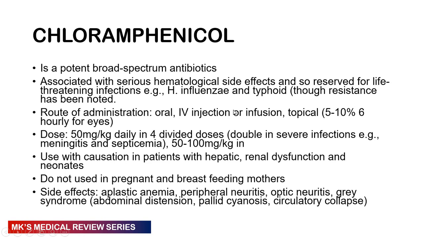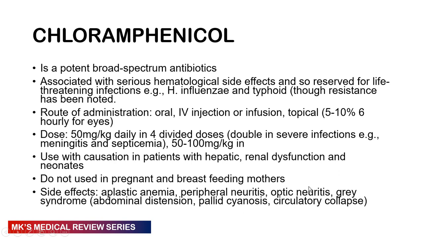So the dose is going to be 50 milligrams per kg daily in 4 divided doses. You can double the dose in severe infections like meningitis and septicemia. You can also give 50 to about 100 milligrams per kg. Then this should be used with caution in patients with hepatic and renal dysfunction and in neonates, and we should not use this in pregnant and breastfeeding mothers. Side effects include things like aplastic anemia, peripheral neuritis, optic neuritis, Gray syndrome where you have abdominal distension, pallid cyanosis, as well as circulatory collapse.